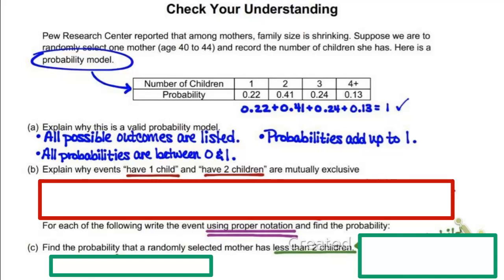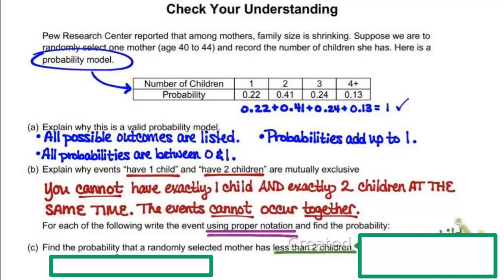Explain why the events have one child and have two children are mutually exclusive. Before we do that, what does mutually exclusive mean? They both can't happen at the exact same time. Or you could say they can't both happen at the exact same time in the same location, right? So like I can't have one child and also have two children. Those two events can't happen at the same time.